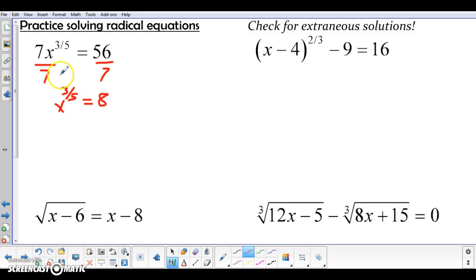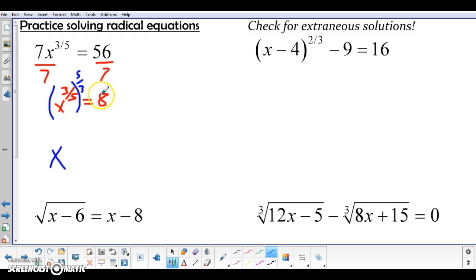Then to undo the raising of something to the 3/5 power, I want to have x to the first power when I'm all done. So I would like to raise this to the reciprocal. If it had been raised to 3/5, I'm going to raise it to the 5/3, because when I raise a power to another power, I multiply. And 3/5 times 5/3 would equal 1. 3 times 5 is 15, 5 times 3 is 15, and 15 divided by 15 is 1. So x to the first.